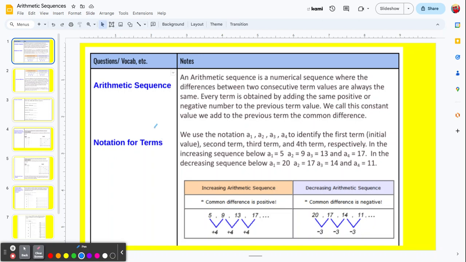This video introduces arithmetic sequences. An arithmetic sequence is a numerical sequence where the differences between two consecutive term values are always the same. So let's look at a couple examples down here.